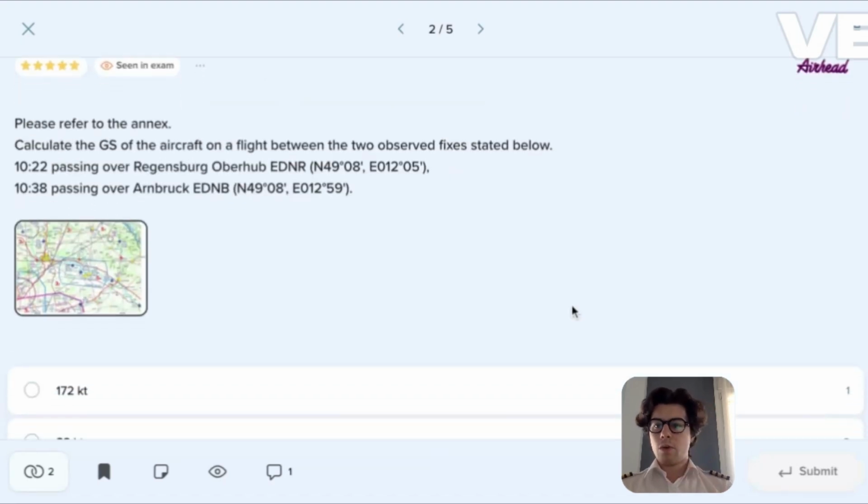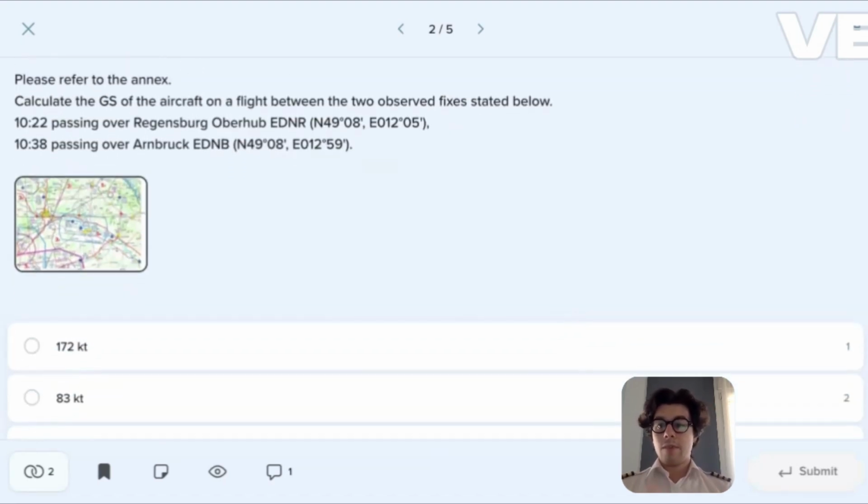So now going into question number 2. Calculate the ground speed of the aircraft on a flight between the two observed fixes stated below. So we have Regensburg, which we are passing at 10:22, and we have Arnbrook, which we are passing at 10:38. So immediately we can see that the time between these two stations is 16 minutes. So this is an important information.